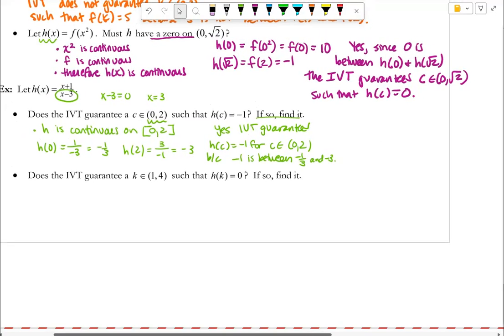So if I want to know when h is negative 1, I need to set my function h equal to negative 1 and solve for x. So let's see, if I multiply both sides by x minus 3, I'm distributing that negative 1 to x minus 3. I get negative x plus 3, or 3 minus x. I could add x to both sides to get a 2x plus 3 equals 3.